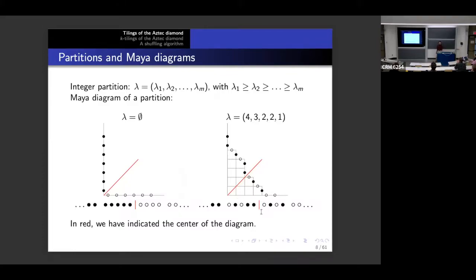There's a unique center where the number of holes to the right of the center is equal to the number of particles, or the number of particles to the right of the center is equal to the number of holes to the left. So here are 2 examples: 4, 3, 2, 2, 1, and then the empty partition, where in this case, all the particles are just fully packed to the left.